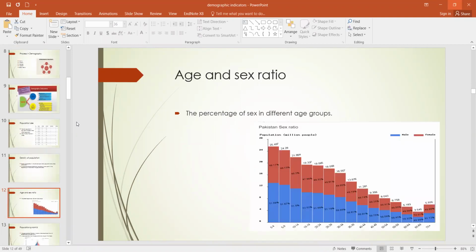What is age and sex ratio? Age and sex ratio is basically the percentage of sexes in different age groups. In this diagram, you can see the maroon color is for the female population and the blue color is for the male population, and along the x-axis, there are different age groups. And in the y-axis, there is the number of population. That's the way in which we represent the percentages of different ages and sexes in our population.